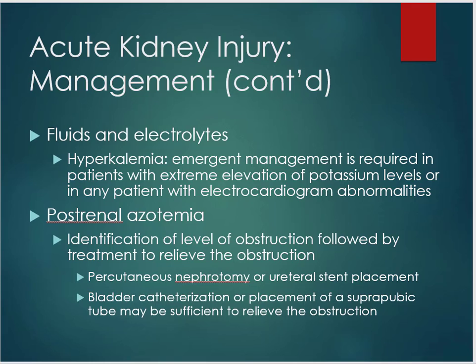In the postrenal issues, you need to identify the level of obstruction, followed by the treatment to relieve the level of obstruction. So you may see your patient needing a percutaneous nephrostomy or ureteral stent placement. They also may need bladder catheterization or placement of a suprapubic catheter to help relieve the obstruction.